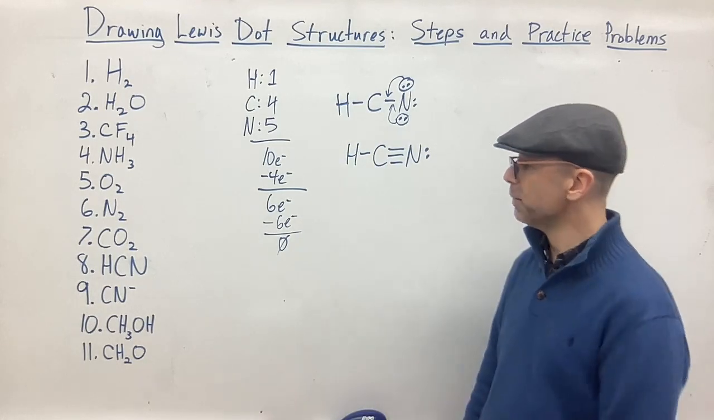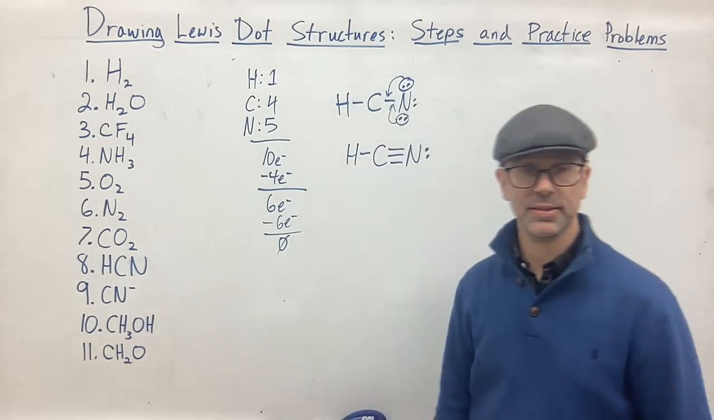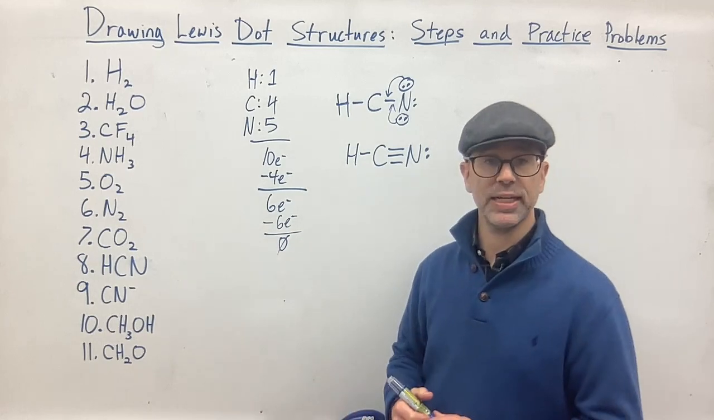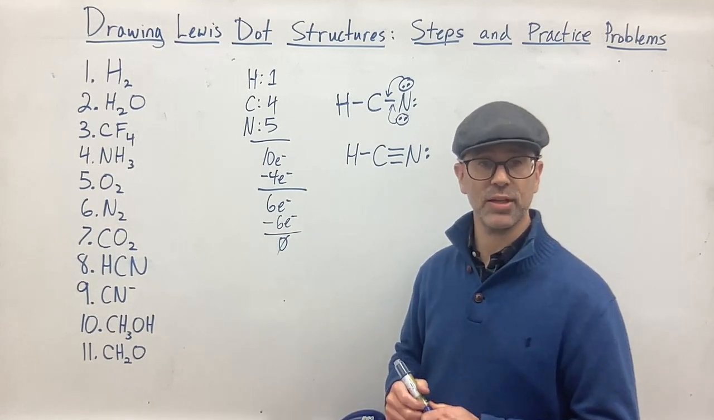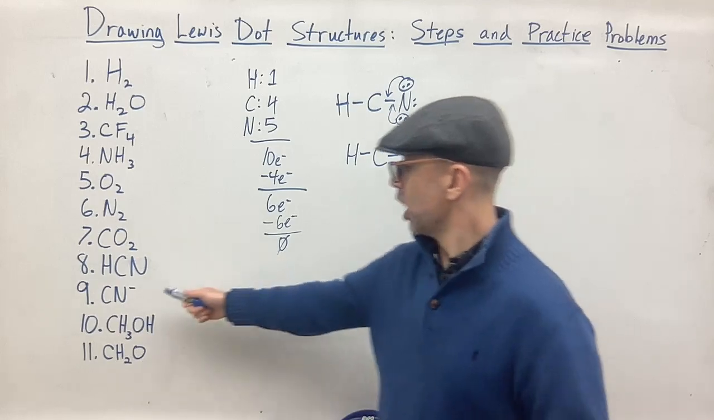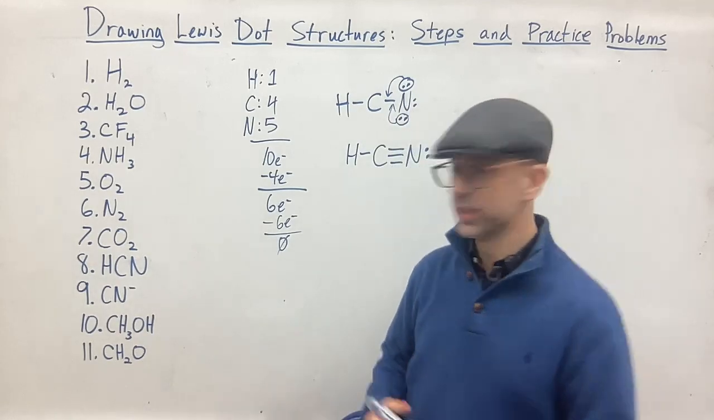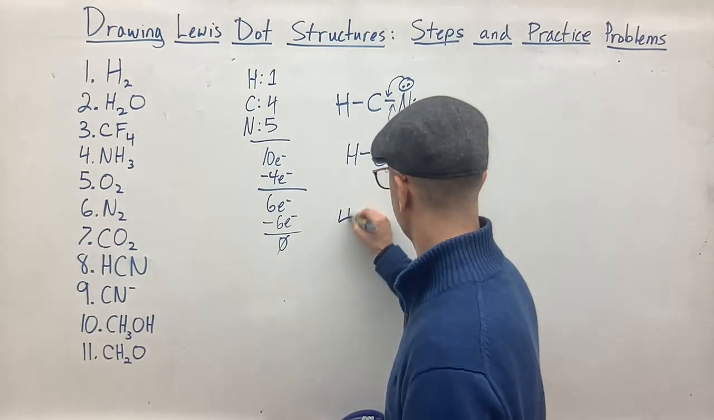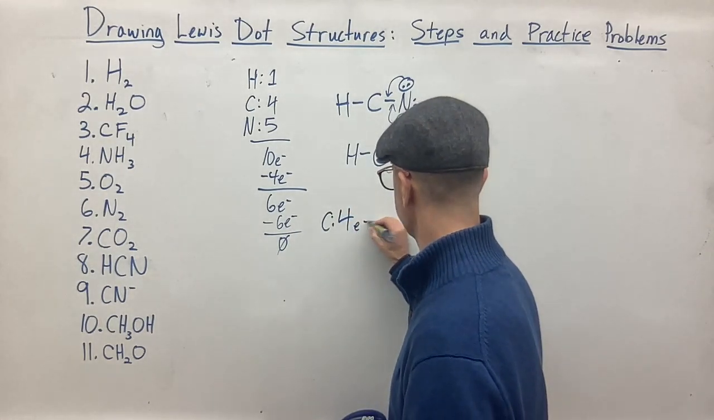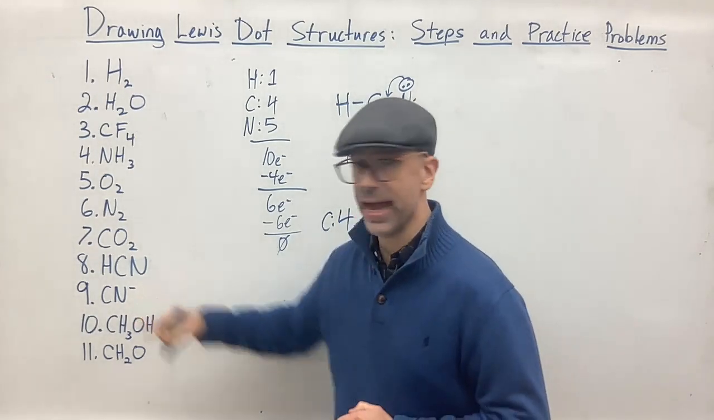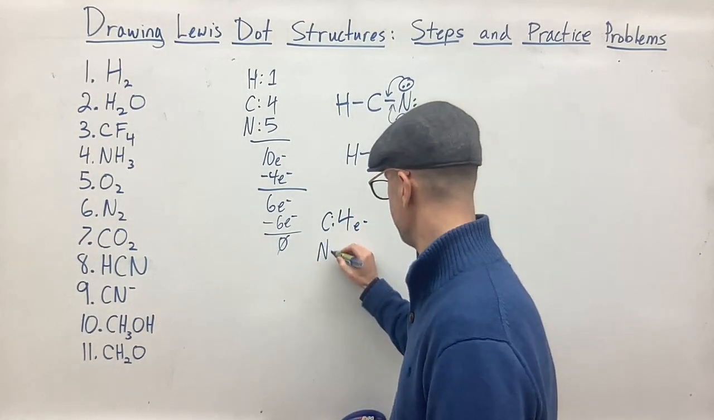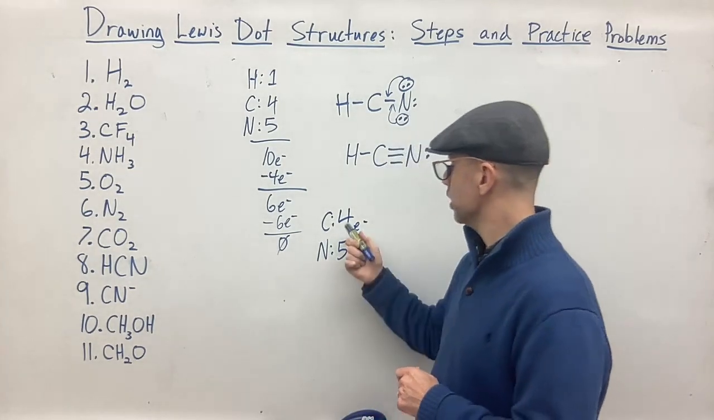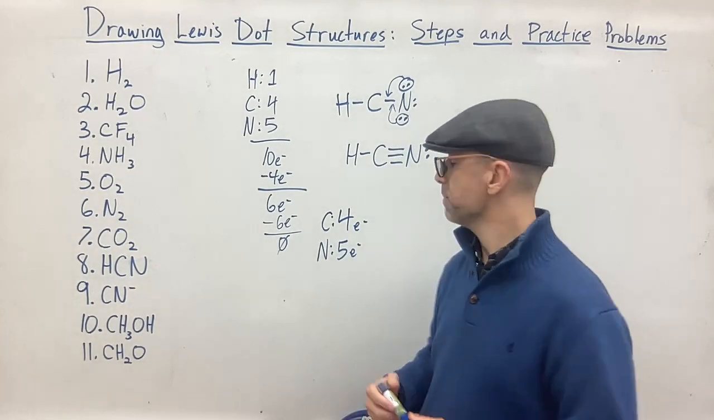Okay, next, what about CN minus? It's a polyatomic ion. So first thing we need to do is calculate the total number of valence electrons. So carbon has 4 valence electrons. So we'll add that together. So we have 4 valence electrons for carbon. And nitrogen has 5 valence electrons, because nitrogen is in group 5. Carbon has 4 because it's in group 4.